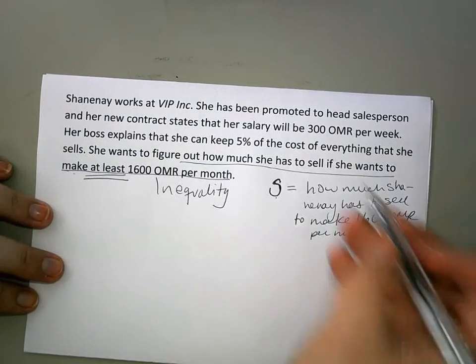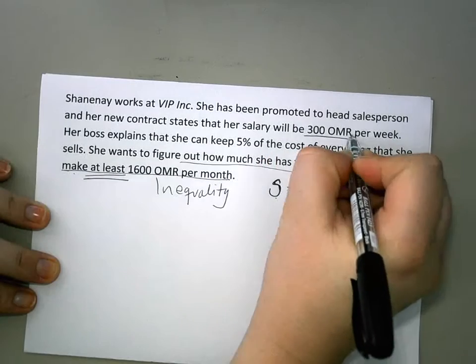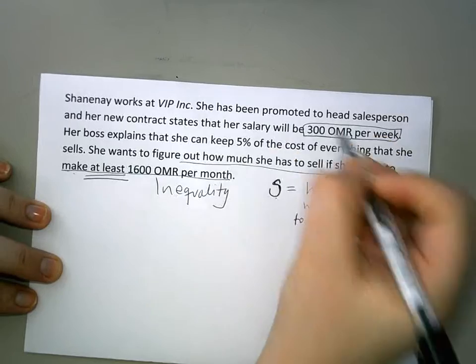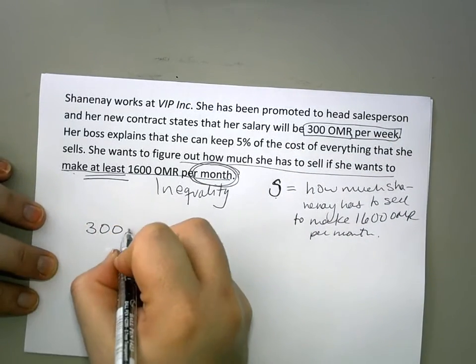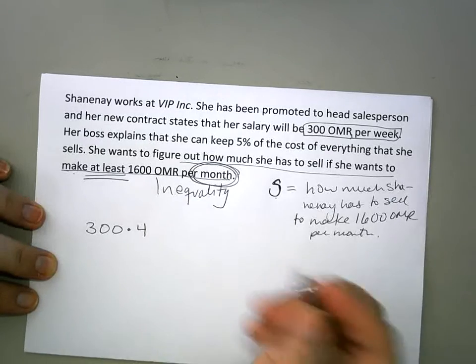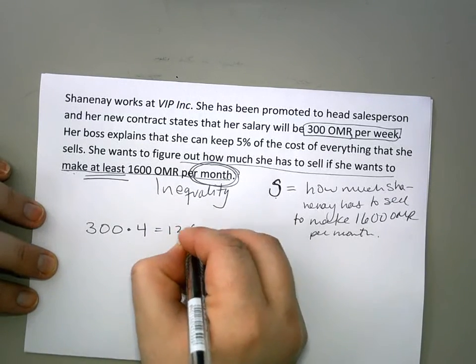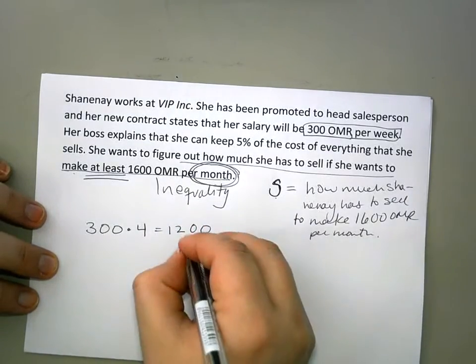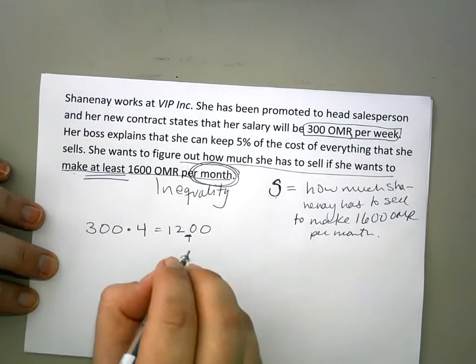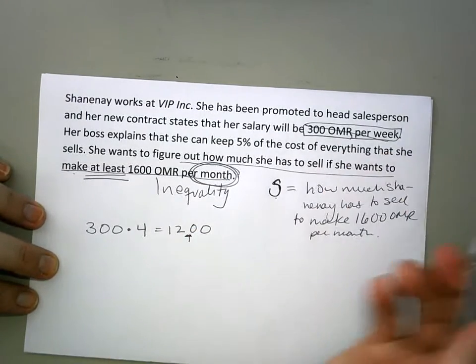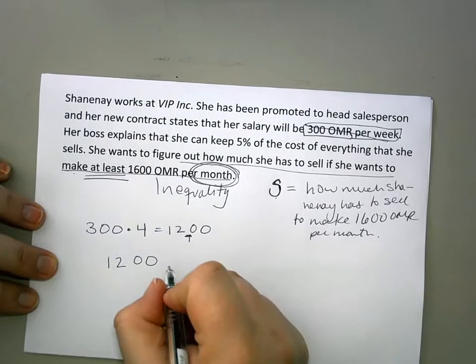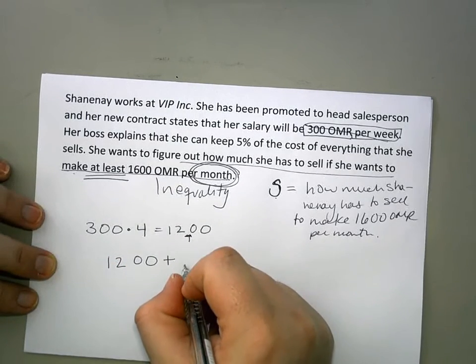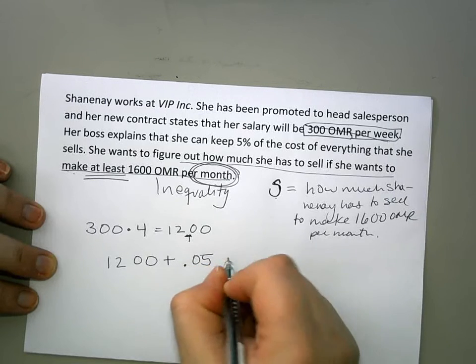Now, 300 Omani Rials per week, but we're looking at a month. So that means we're going to have to take 300 Omani Rials and multiply by 4 to get that salary per month. Okay, so this is the number we're going to use. We're not going to use the 300 Omani Rials anymore. So we have 1,200 Omani Rials, and then Shanae can keep 5% of what she sells.